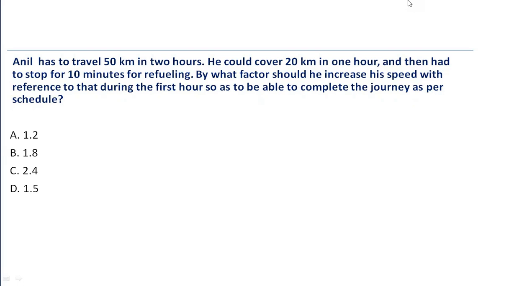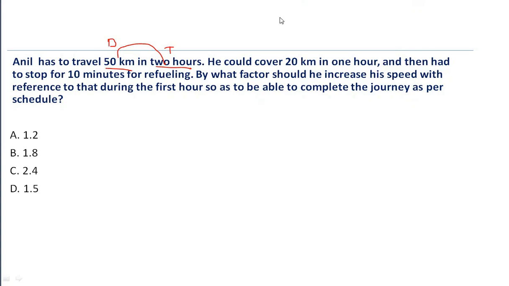Okay. What is the schedule actually in the question? The schedule is nothing but that he has to cover 50 kilometers in 2 hours. So this is the time target and this is the distance. And the comparison is with respect to speeds: he travels the first 20 kilometers in 1 hour, then stops for some time, and then increases his speed so that he completes the given schedule.